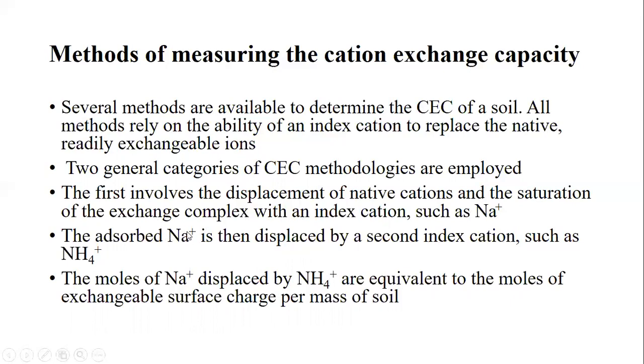So now we saturated the soil with sodium. We know that we have only sodium. We bring another cation like ammonium and let it displace the sodium from the surface. And this is also another index because we choose it. The moles of sodium displaced by ammonium, remember sodium saturated all the surfaces, nothing there except sodium. Now we get it out by replacing it with ammonium.